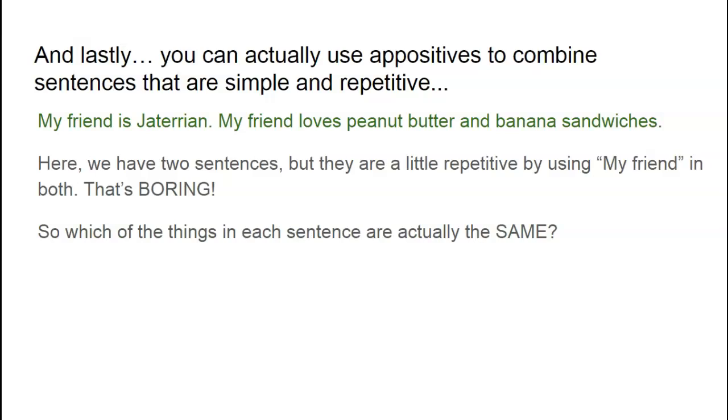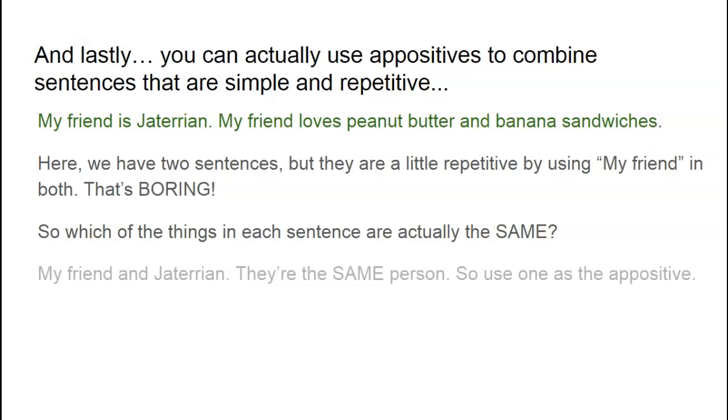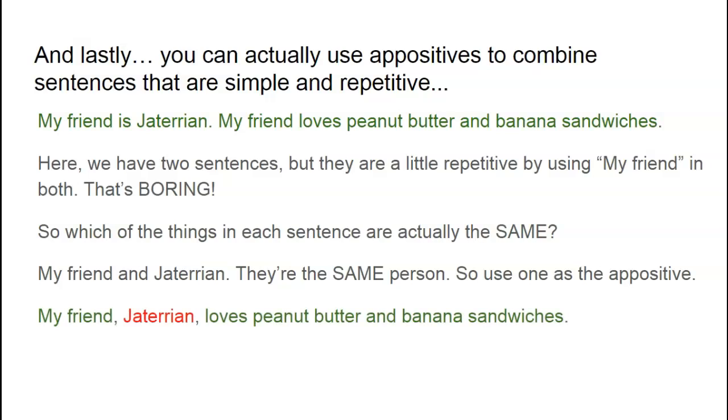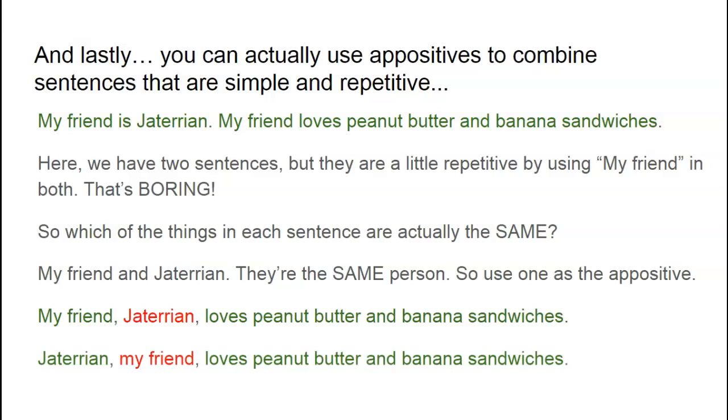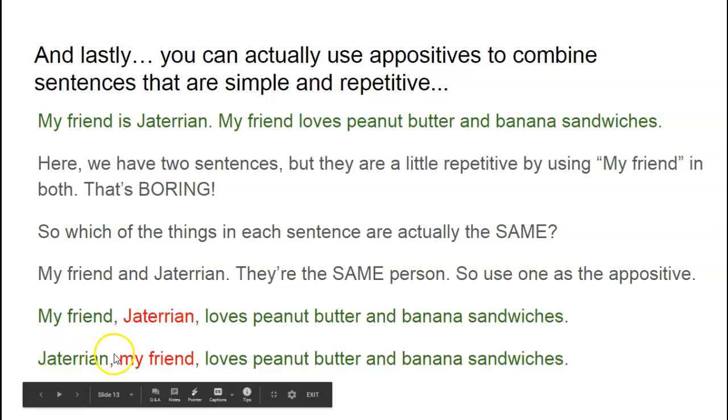So I'd ask myself which of the things in the sentence are actually the same. Vegetarian and my friend. They're the same person. So I'm going to use one as the appositive. My friend, comma, vegetarian, comma, loves peanut butter and banana sandwiches. Or I could switch it up and say vegetarian, comma, my friend, comma, loves peanut butter and banana sandwiches. Because they're the same, it works either way. But notice, whichever one I'm saying is the extra information is the one that goes inside the commas.